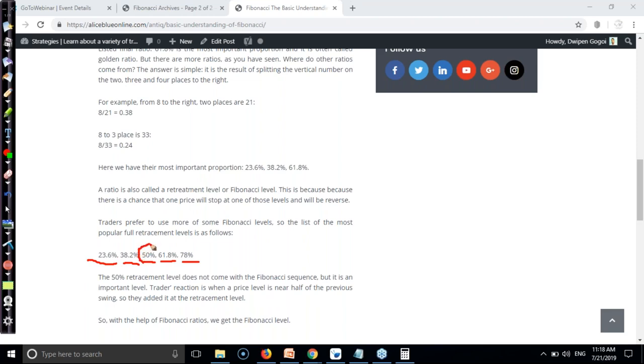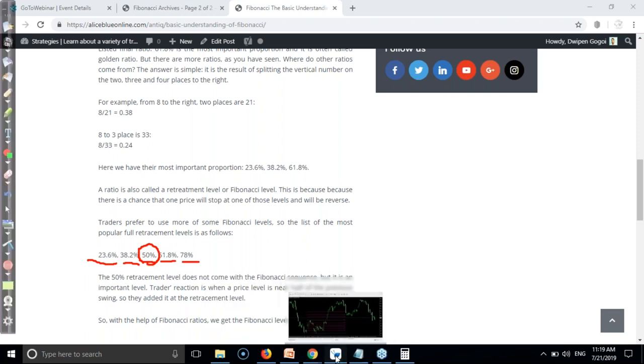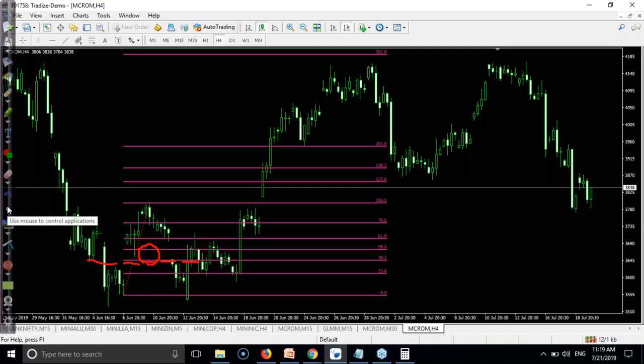Among that, remember 50% is not a Fibonacci ratio. The 50%, have you seen? You can see this is 50%. Let me show you. This 50% is not a Fibonacci ratio. So why are we taking it? Ye agar 50% Fibonacci ratio nahi hai, to hum kyun 50% le lete hai? To yahan, you can see this is 0% and this is 100%, right? So the 50 is the middle.